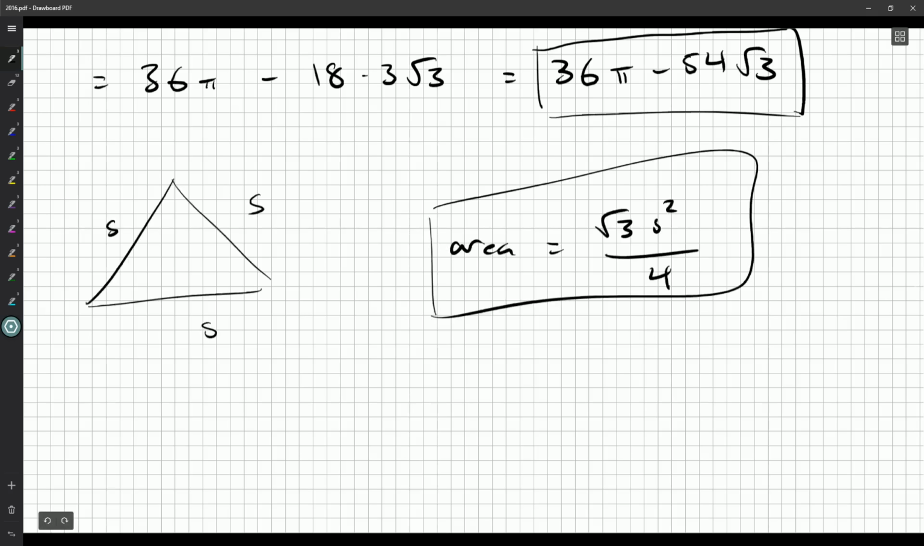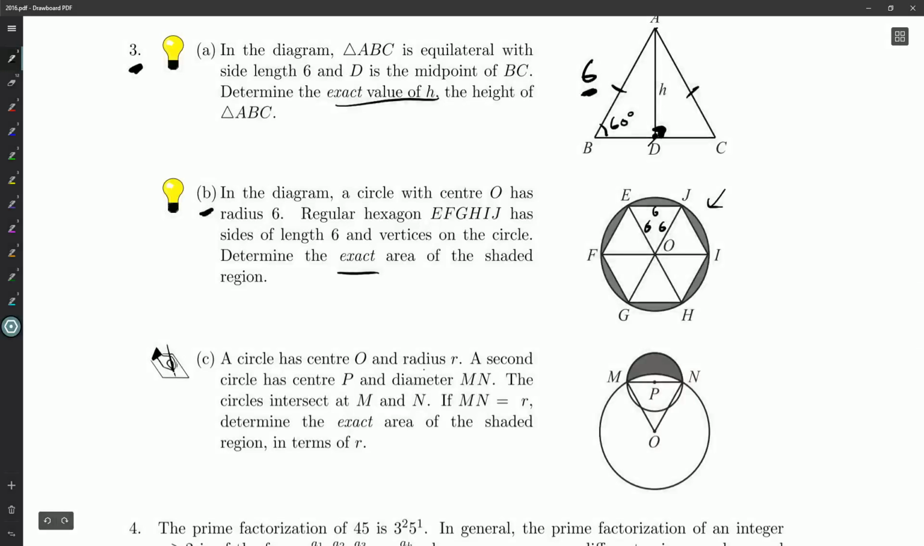Well, that's okay. Either way, we've got our answer, and it is the exact answer. We didn't grab our calculator or approximate it. They weren't asking for that. Okay? If you want to, I'm just going to quickly grab my calculator just to have a good idea as to what the area is.